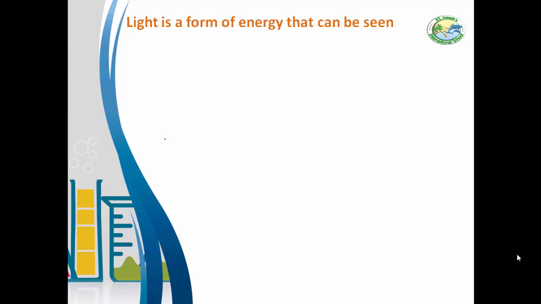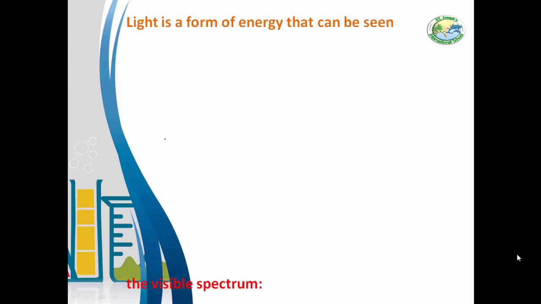And we studied in the previous year many forms of energy, because there are other forms of energy like sound energy, heat energy, potential energy, and electric energy. But light is a form of energy that can be seen. We can see sound energy, we can see heat energy, but we can see light energy. So light is a form of energy that can be seen.